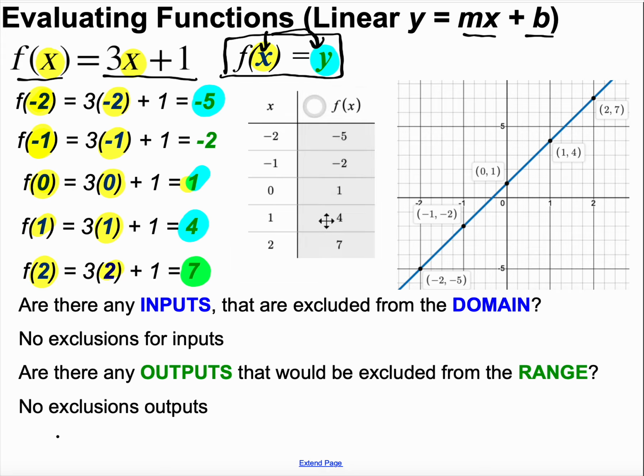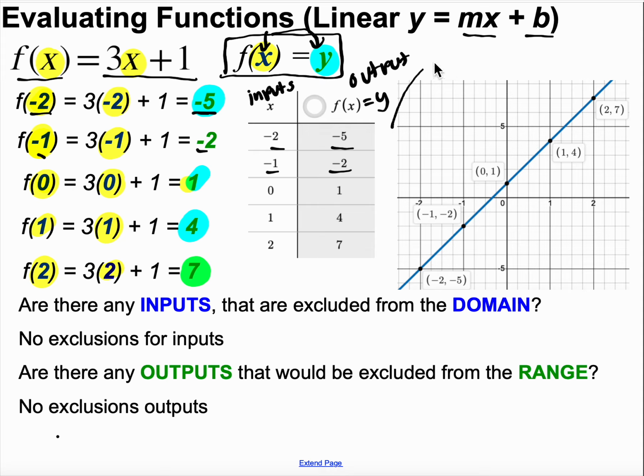And what I want to show you here is that we can also write this as an input-output table. So my inputs are the x values, and the outputs are the y values. And you can see here, when I input negative 2, I get an output of negative 5. When I input negative 1, I get an output of negative 2, and so forth. So I can create an input-output table when I evaluate a function as well.